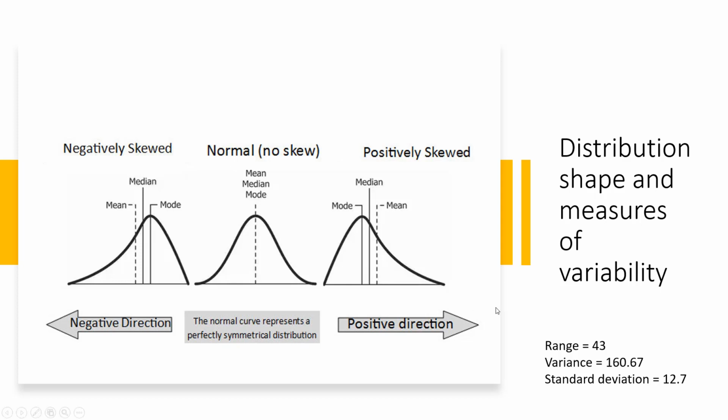We have to report our measure of variability as well to get a sense of the spread around our measure of central tendency. So in this case we had a range of 43 years, we had a variance, it's quite hard to interpret, but a variance of 160.67 and a standard deviation of 12.7. So if we think back to our mean being 30, that might seem like quite a wide variation around the mean as to the shape of where people are falling.